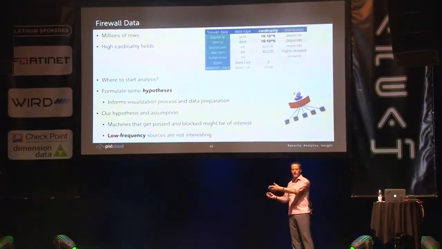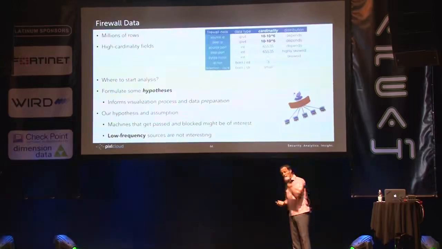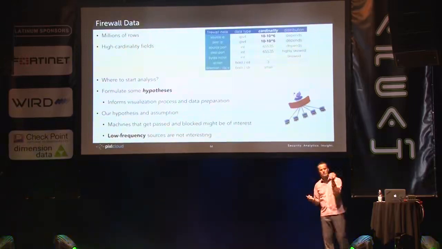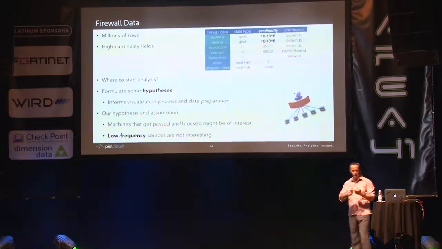Because I really want them to access my web server, my mail server, whatever it is. But if a machine gets blocked and then passed, that might not be so cool, because maybe someone is trying to scan me and then gets in successfully. So I really want to see activity where I have blocks and passes afterwards.